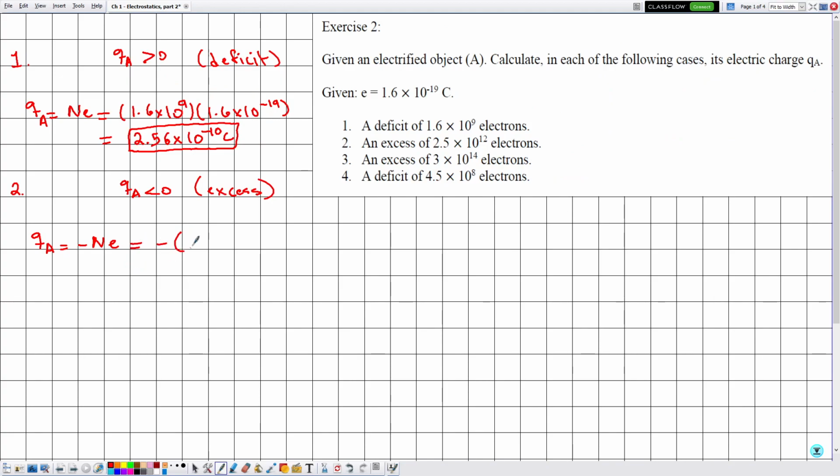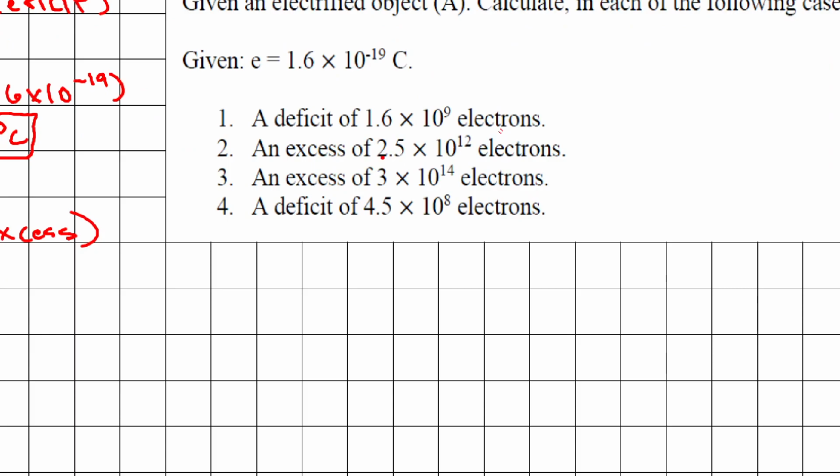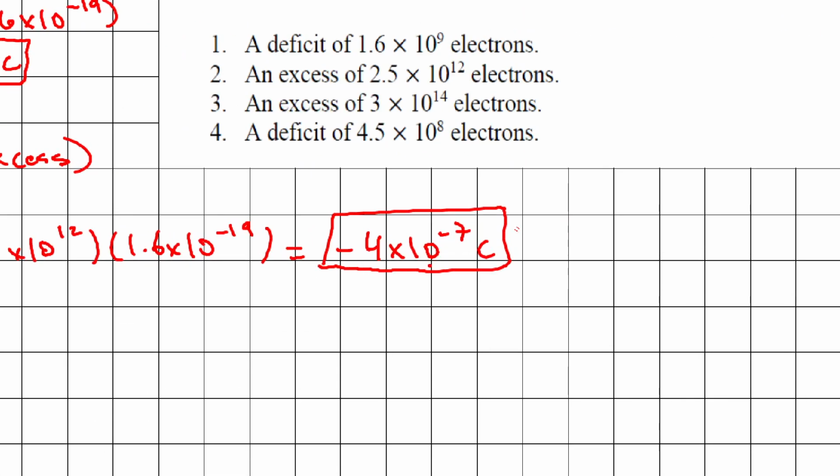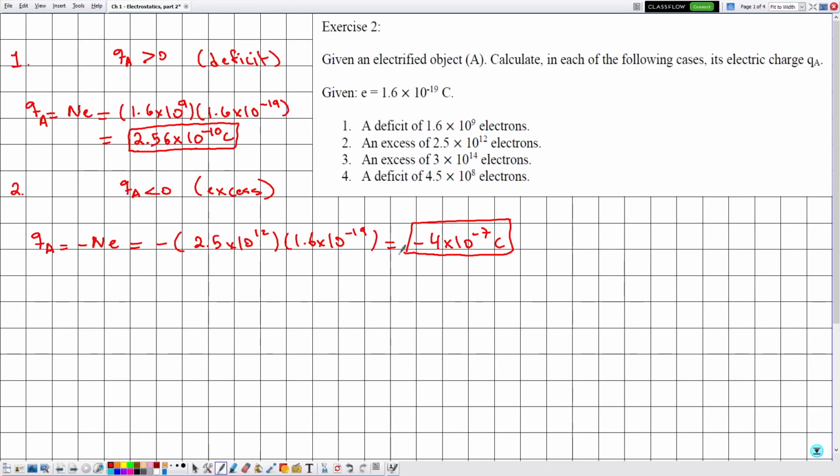Now, minus the number of electrons gained, which is given by 2.5 times 10 to the power 12, and the value of the elementary charge is given by 1.6 times 10 to the power minus 19. Plugging this on the calculator, the value is given by minus 4 times 10 to the power minus 7 coulombs. And for sure this can be expressed in a more convenient unit, which is the microcoulomb. This is expressed in coulombs.